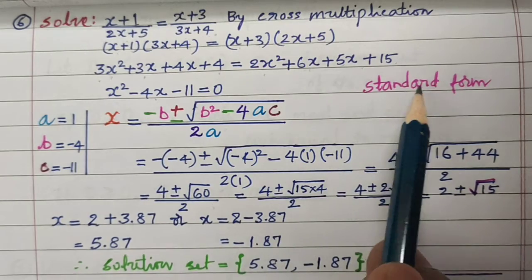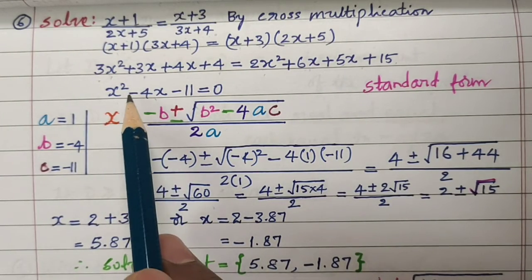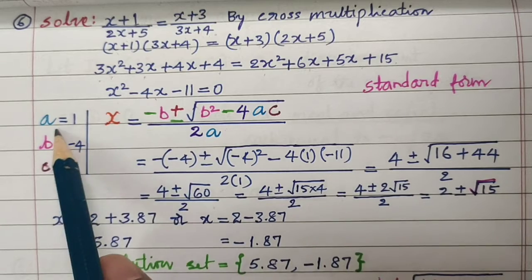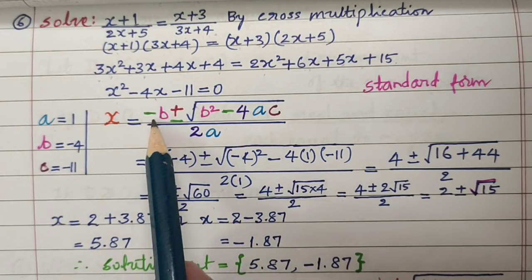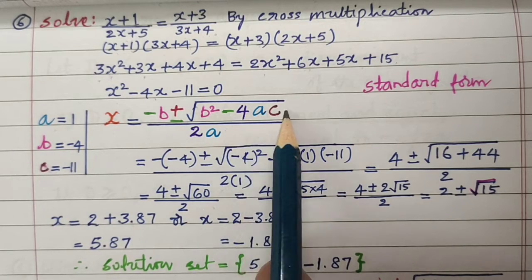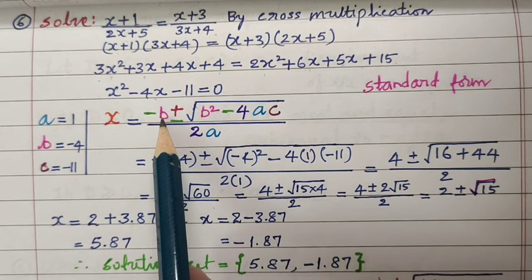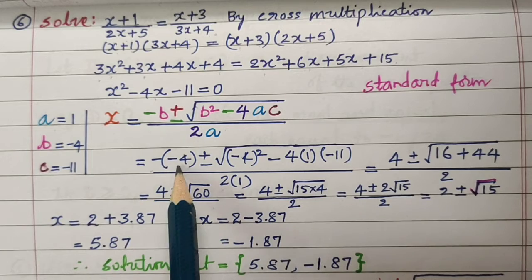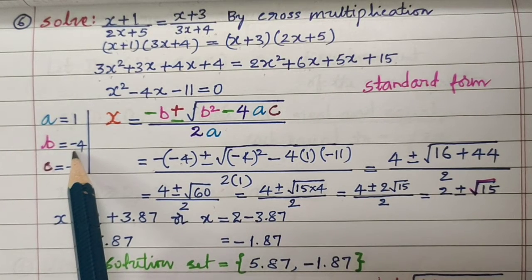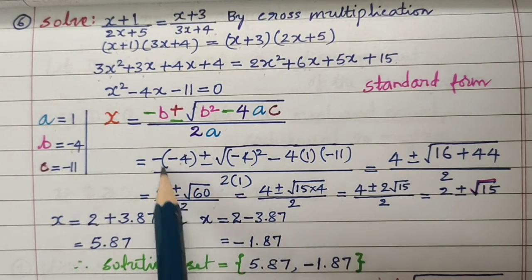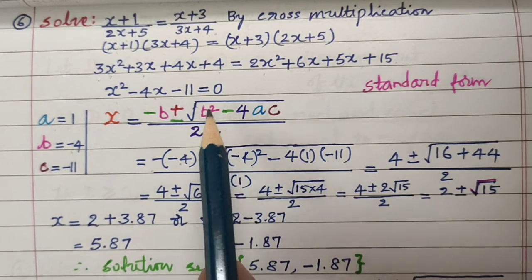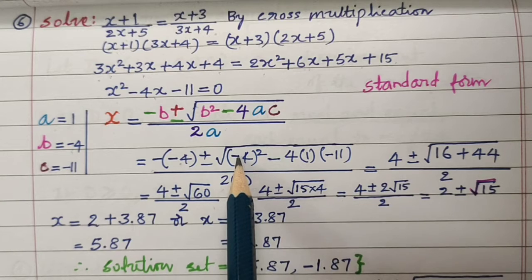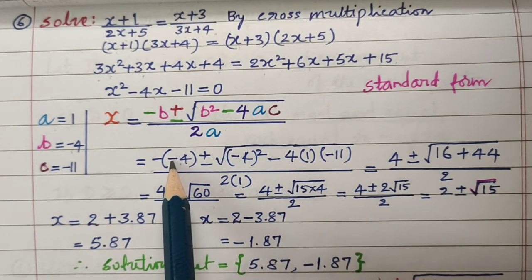This is in the standard form. Then write the values of a, b and c. A is 1, b is minus 4, c is minus 11. Write down the formula: x is equal to minus b plus or minus square root of b square minus 4ac, divided by 2a. Substitute the values of a, b, c. Minus of minus 4, because minus b is minus 4, use the small bracket, plus or minus square root of minus 4 square. Even if you forget this minus here, my square is there, you don't bother, but here you need to be very careful.